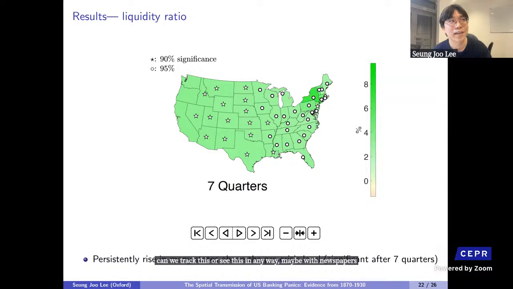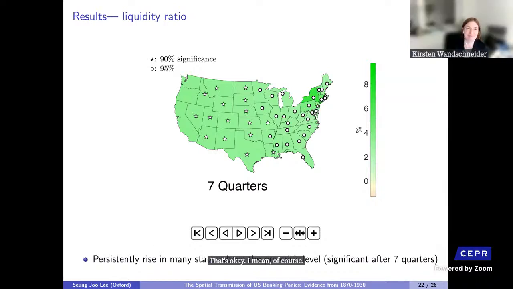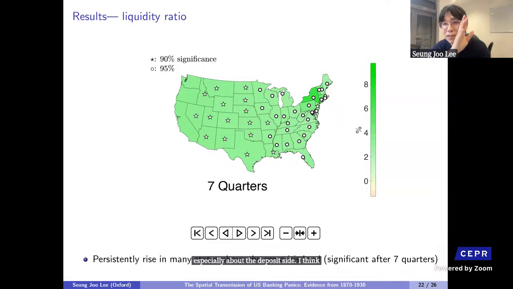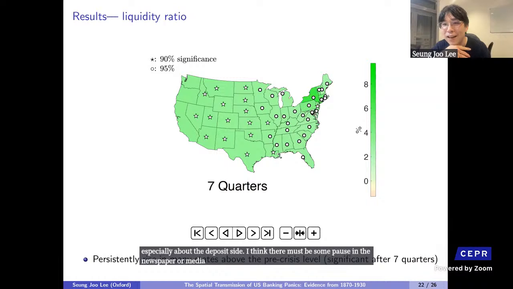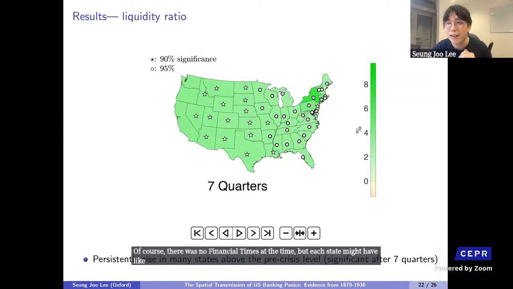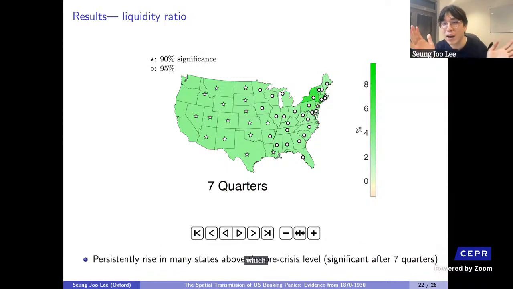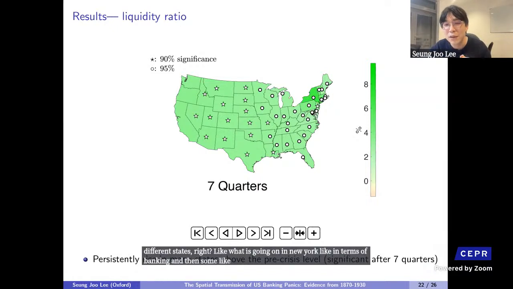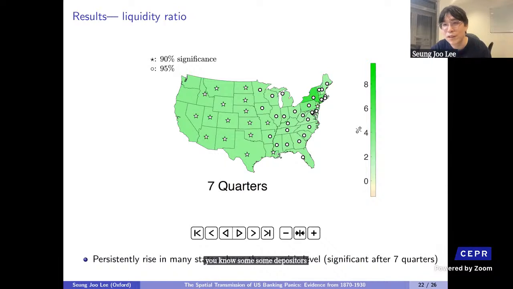That's okay. Of course, we haven't done that, but that's a really interesting comment, because if this is a transmission of sentiment, especially on the deposit side, I think there must have been some buzz in the newspapers or media at the time. Of course, there was no Financial Times at the time, but each state might have had newspapers or media outlets more centered on the economy, mentioning what was going on in different states, like what was going on in New York in terms of banking. Some depositors read those news and then run to the banks, and it becomes known to other depositors, who might run to the banks too.